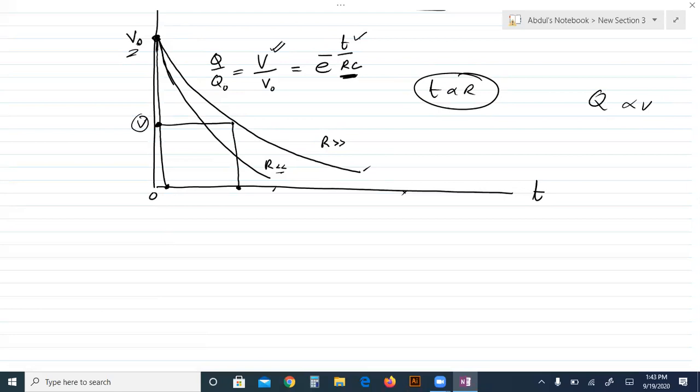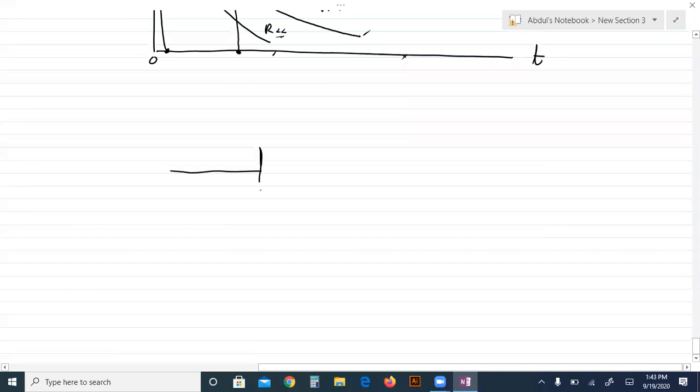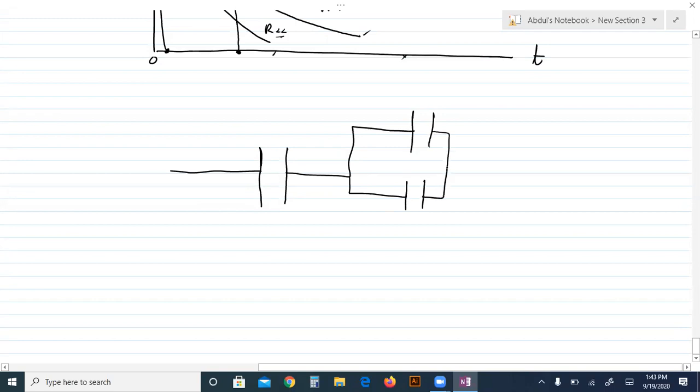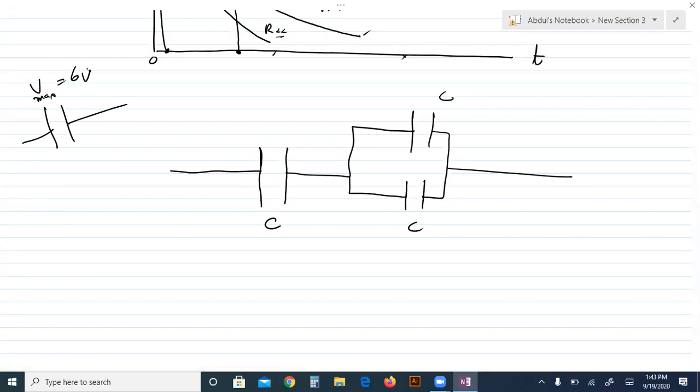So the capacitor discharges exponentially, non-uniformly. Now suppose we have three capacitors which are identical, and their capacitance is the same. Each capacitor has a V maximum of 6 volts, suppose. After 6 volts, it is short-circuited. It can't bear a voltage above 6. This is the maximum safe voltage. Now the question is, if three identical capacitors are connected like this, what is the safe working voltage?